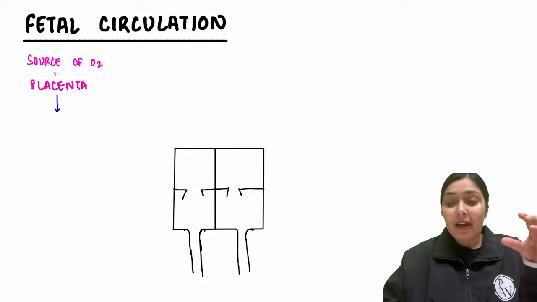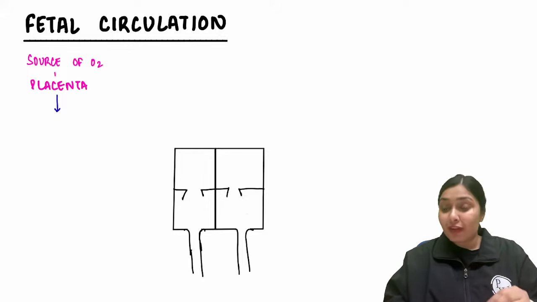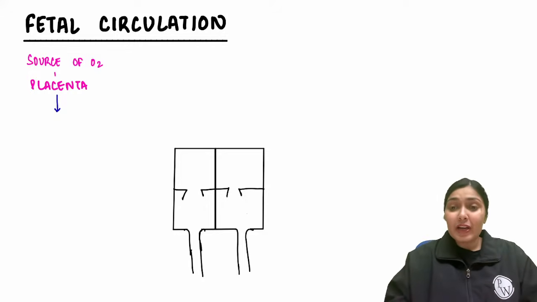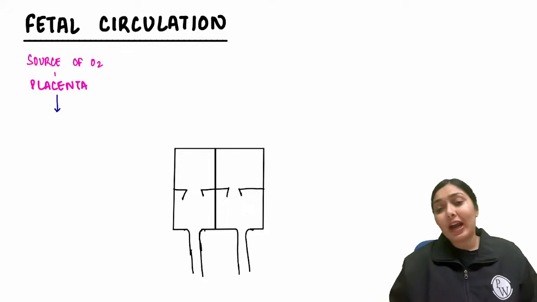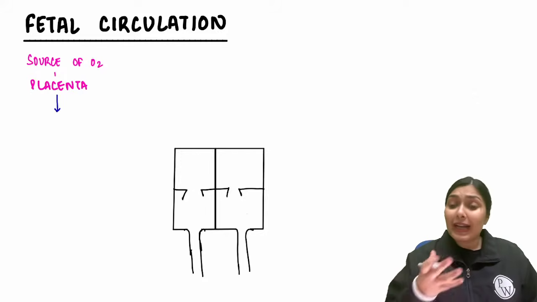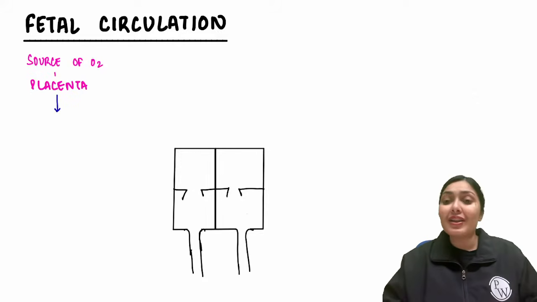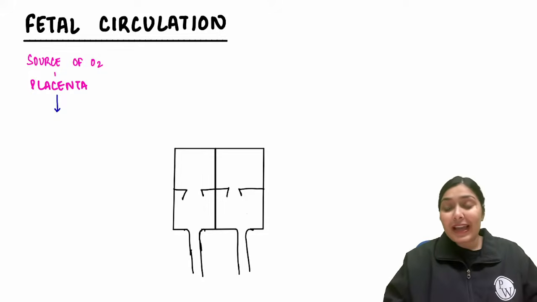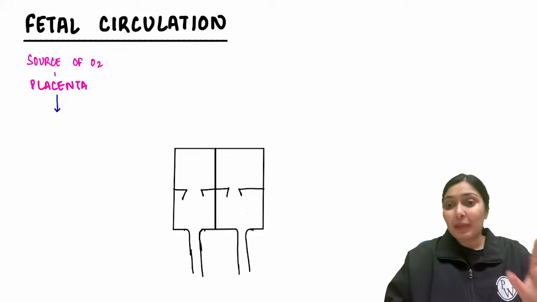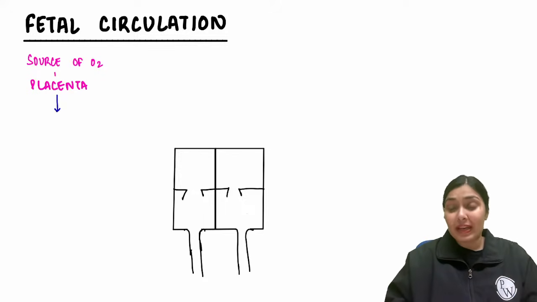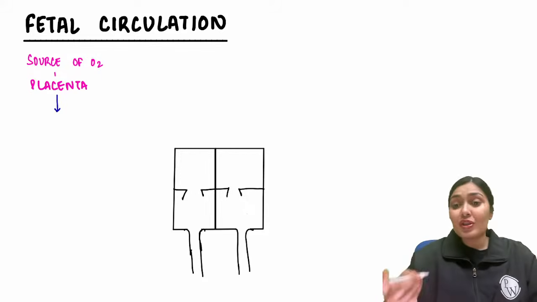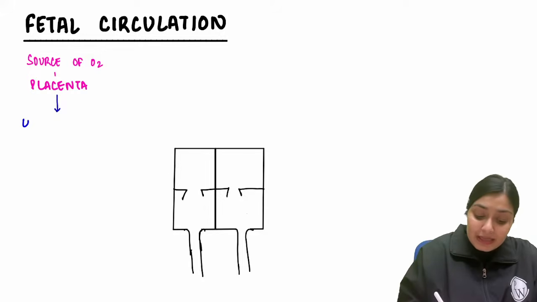Through this placenta come the umbilical vessels. We have a single umbilical vein and two umbilical arteries, right? We know that arteries usually carry oxygenated blood and veins carry deoxygenated blood, but the exceptions are two: umbilical and pulmonary. Here the oxygenated blood is carried by the umbilical vein, the left umbilical vein. So this oxygenated blood is carried from the placenta via the left umbilical vein.